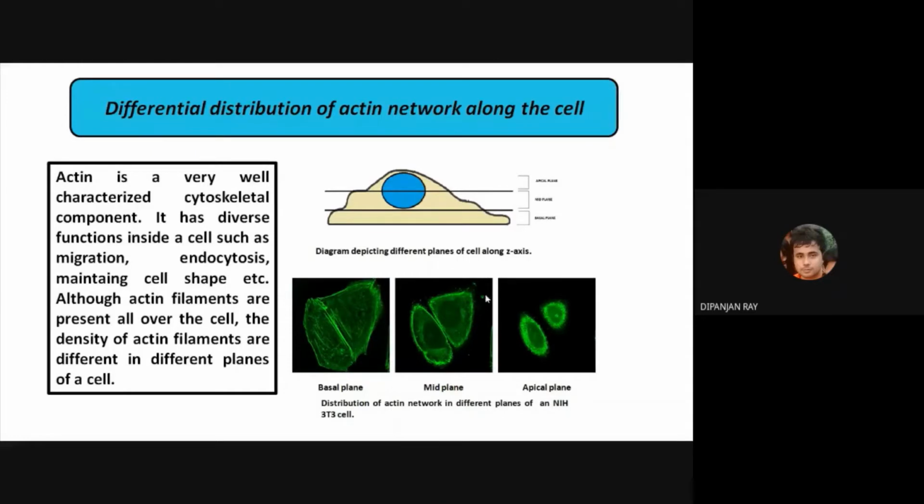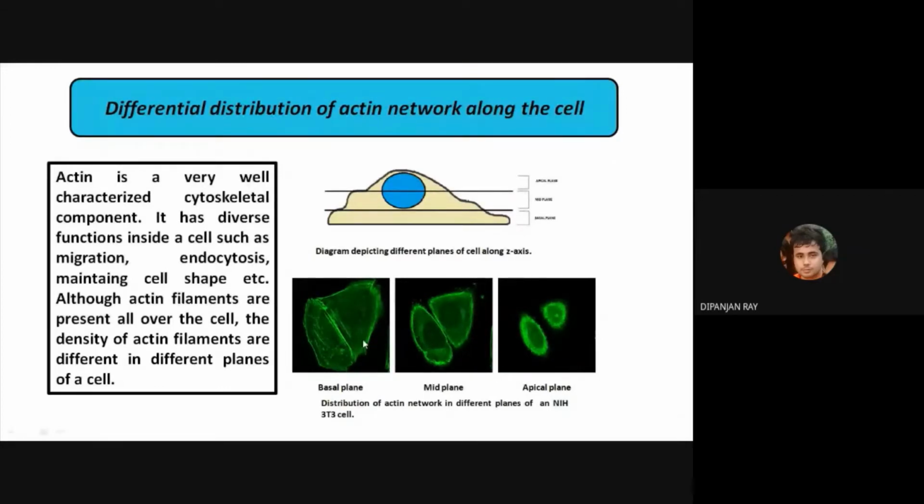This is a cartoon of a cell, and if we see a cell from the side like this one, then we can divide the cell into three sections along the z-axis: the basal plane, mid plane, and apical plane. The distribution of actin and the structure of actin filaments are different in these three planes. I have also put three representative images of actin.